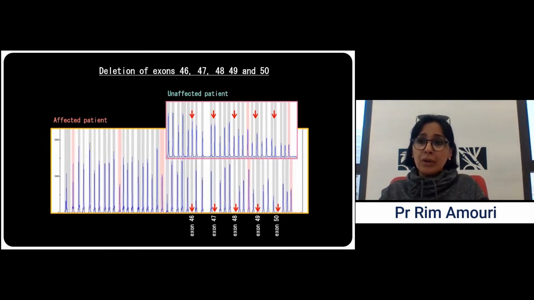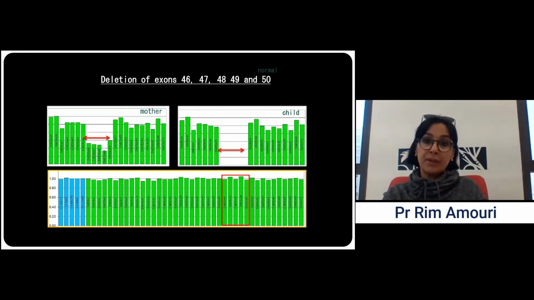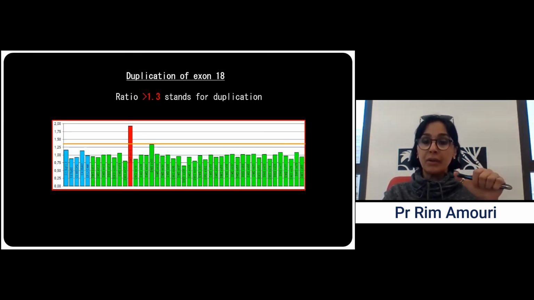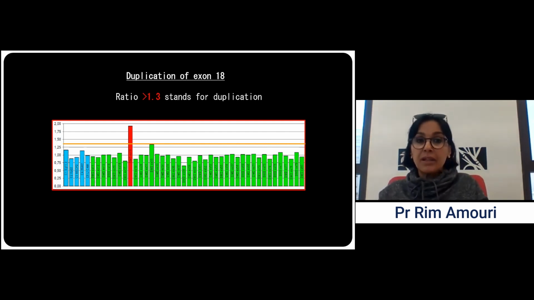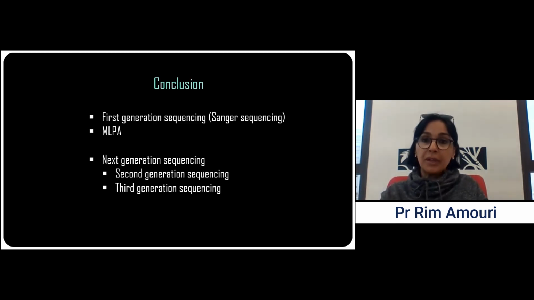Here we can see the profile of a young boy who shows, compared to a normal control, the deletions of exons 46 to 50, confirming the diagnosis of DMD. And after we normalize the previous profile by software, we get these histograms where we can see the multiple exon deletions for the child and the carrier status of his mother. Finally here, a boy with duplication of exon 18. Indeed, the ratio is greater than 1.3. And this is rarer, because duplications in DMD patients are less frequent and occur in about 6 to 8% of patients.